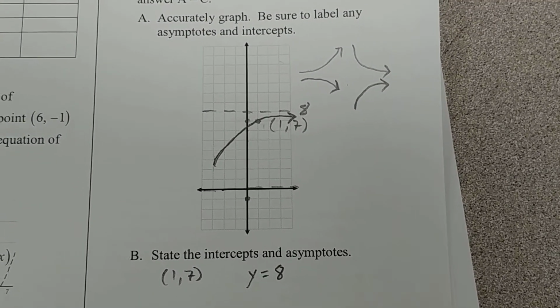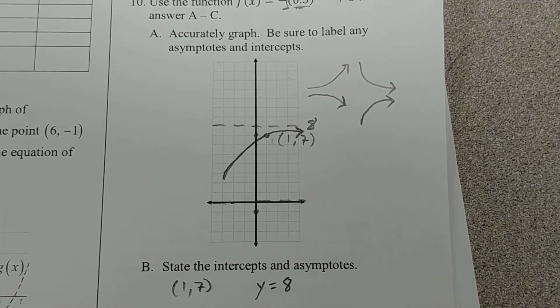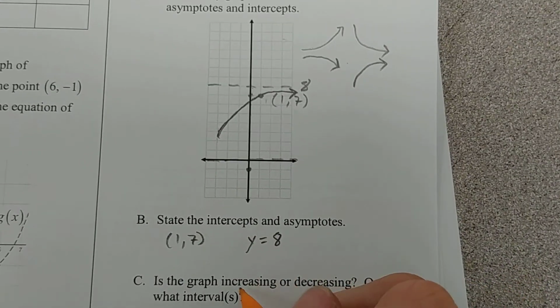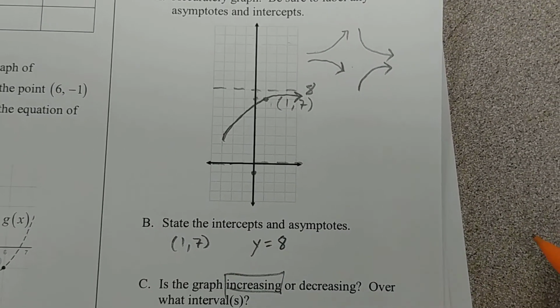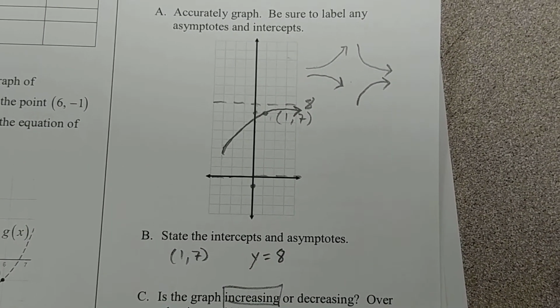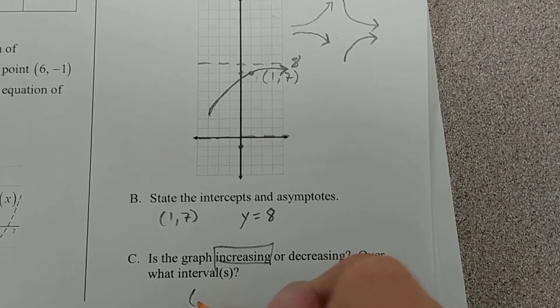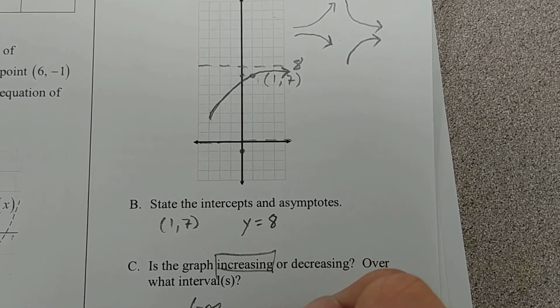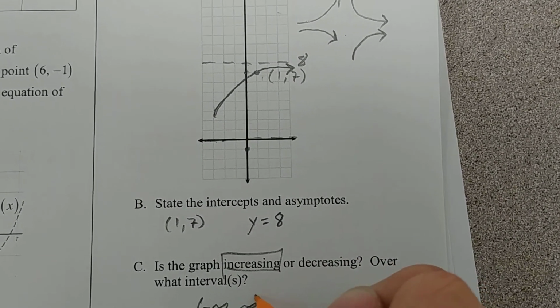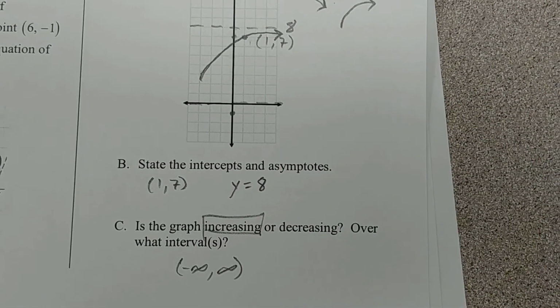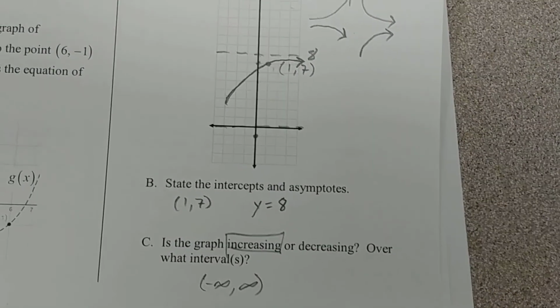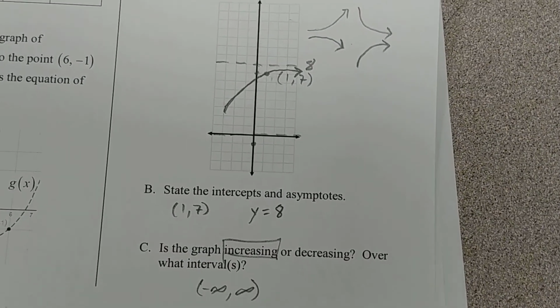Well, is the graph increasing or decreasing? Well, the graph is, of course, increasing. Over what intervals? It's increasing over all intervals. So this graph is increasing from negative infinity all the way to positive infinity. All right, so this graph increases on all intervals. And that's it for this problem.